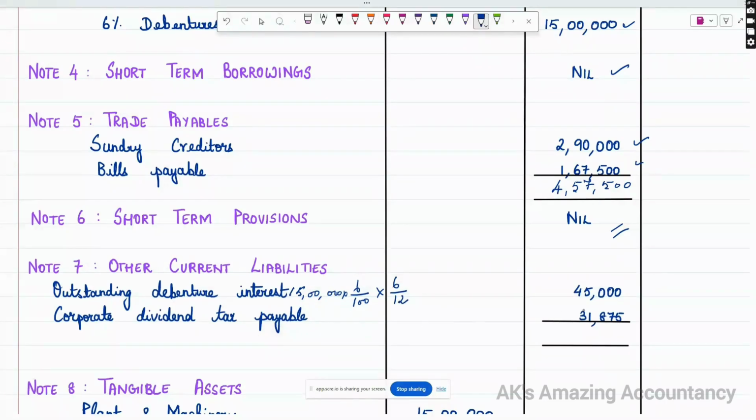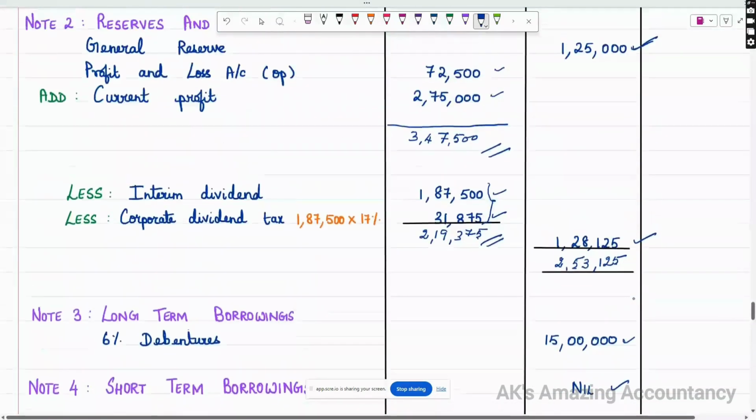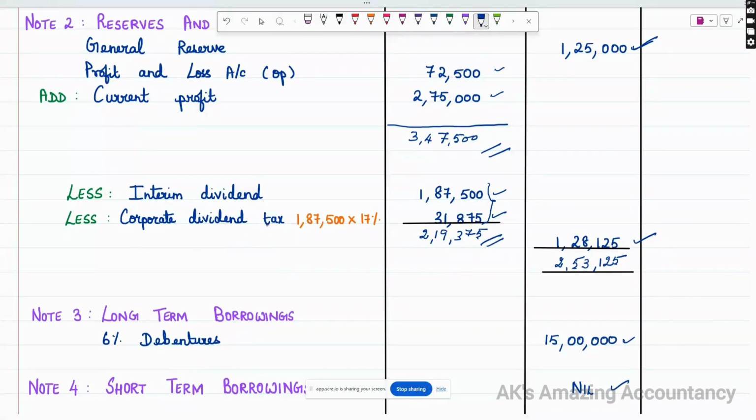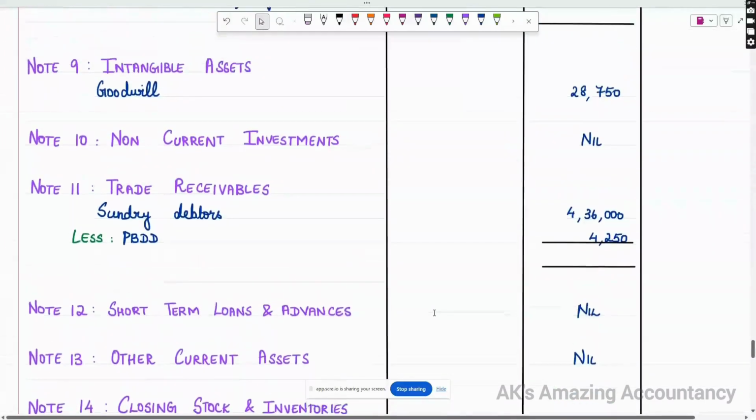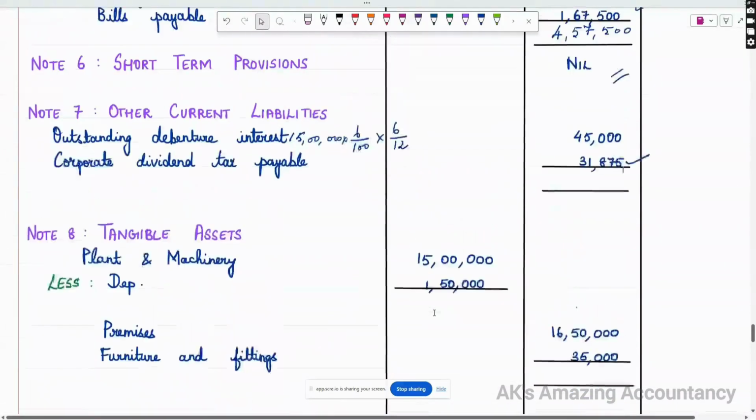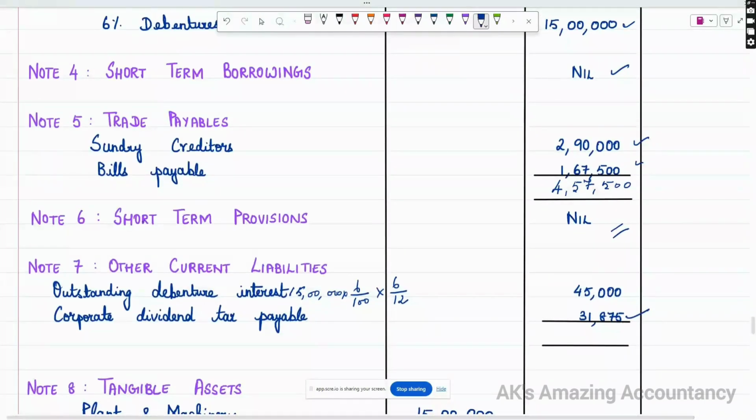And this corporate dividend tax, the 17%, is payable now. 31,875. See, this corporate dividend tax we have already deducted here once. Why? Because it is payable out of profit. Since dividend is payable out of profit, from profit we are making a deduction. Again, we are treating it here as what? So again, it is being treated here as other current liability. Corporate dividend tax payable 31,875. So now let us see what is the total of Note 7.